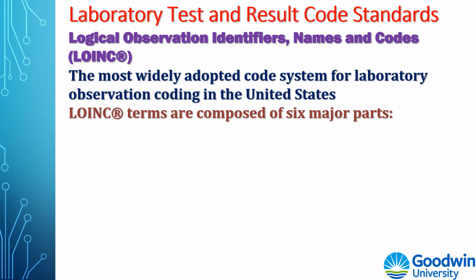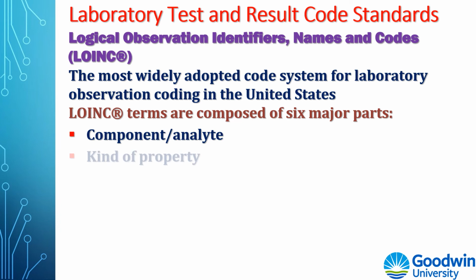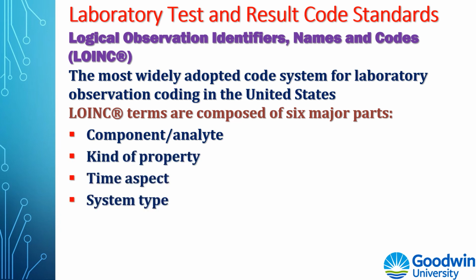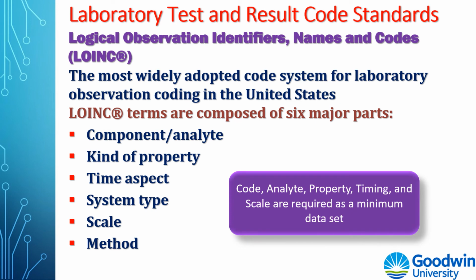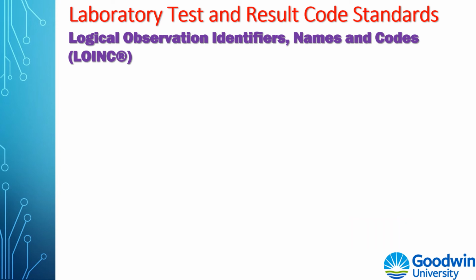It uses terms which use 6 major components. There's a component, which is called an analyte. There's a kind of property. There's a time aspect. There's a system type. There's a scale. There's a method. And you put all these together and you get a code. Now, you need at least the code, the analyte, property, timing, and scale to have a minimum data set. So some things aren't required, but you do have to have at least these. All right. Take a look at one of these things.